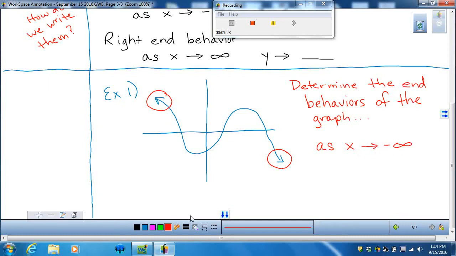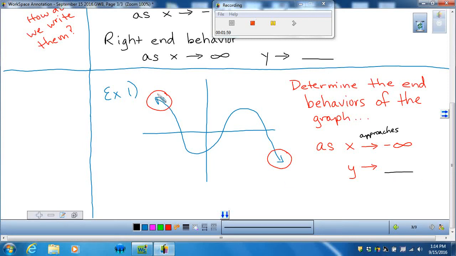This little arrow means the word approaches. So in mathematical terms, that's what that means. So I don't even have to write the word. So as x approaches negative infinity, what is y doing? Y is going up or down. If it's going up, it's approaching positive infinity. If it's going down, it's approaching negative infinity.